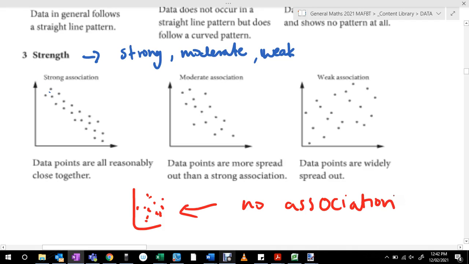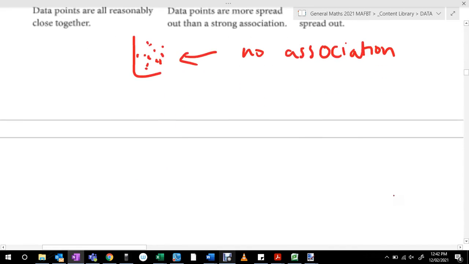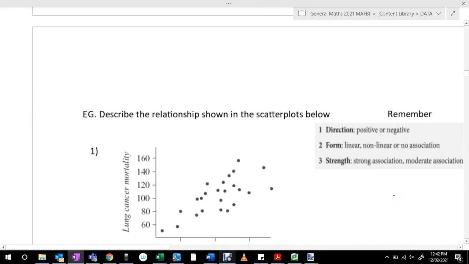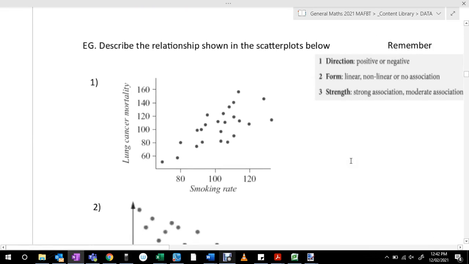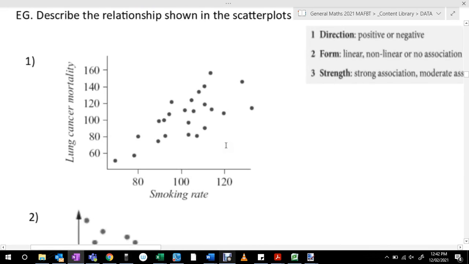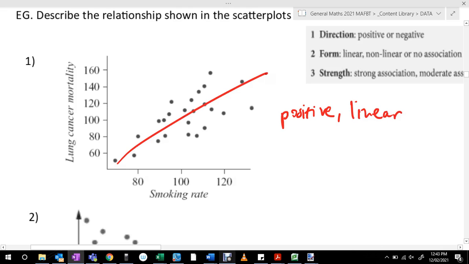Okay, let's move on. So let's describe this, talking about direction, form, and strength. Let's look at this first one. What direction is this, guys? Positive. It's going upwards. And I think it's linear. Yep, it's linear, because you can actually put a straight line through that data.